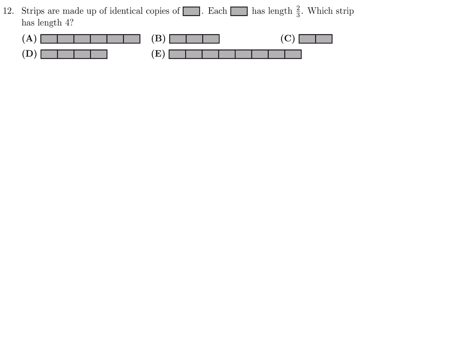Strips are made up of identical copies of that box. Each of those boxes has a length of 2/3. Which strip has a length of 4? So 2/3 times a certain number of those boxes will equal 4. And this is the equation we have to solve.